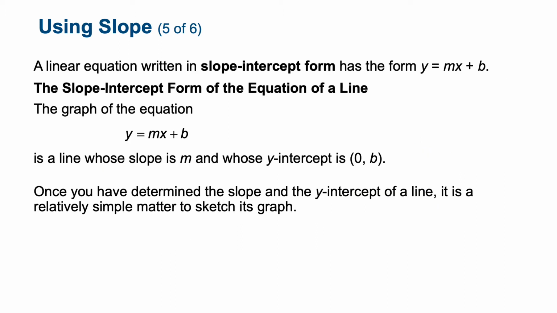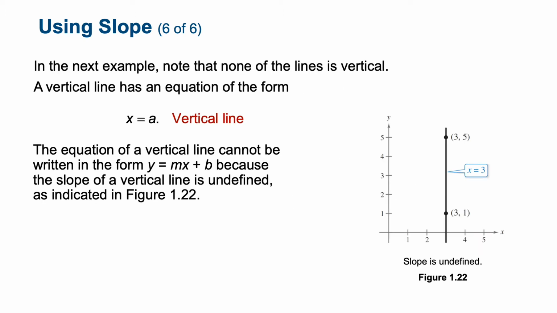So a linear equation in the slope-intercept form has this form y equal mx plus b. There are other forms, but this is the one that we're focusing on right now. It's because you can look at it and you clearly see the slope is m and the y-intercept is (0, b). Okay, so once you determine the slope and the y-intercept of a line, it's relatively simple to sketch its graph.